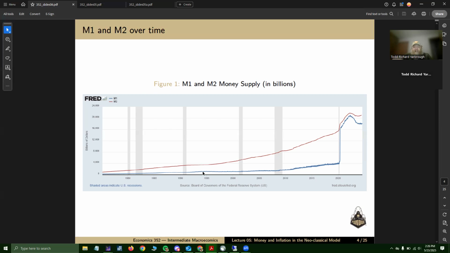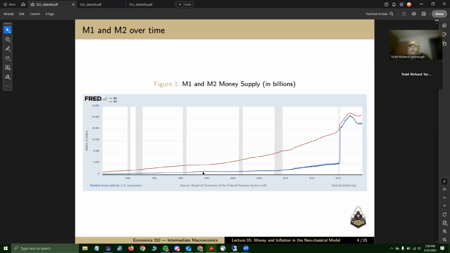Basically, the idea here is that M1 represents the most liquid assets. M2 represents M1 plus some additional less liquid assets. So M2 has CDs, it has money market accounts. Basically, what happened is that over time, savings accounts just became more liquid. Right, like I have a couple savings accounts. It takes me 2 seconds if I want to move money from one savings account into my checking account or between. It doesn't take any time at all.